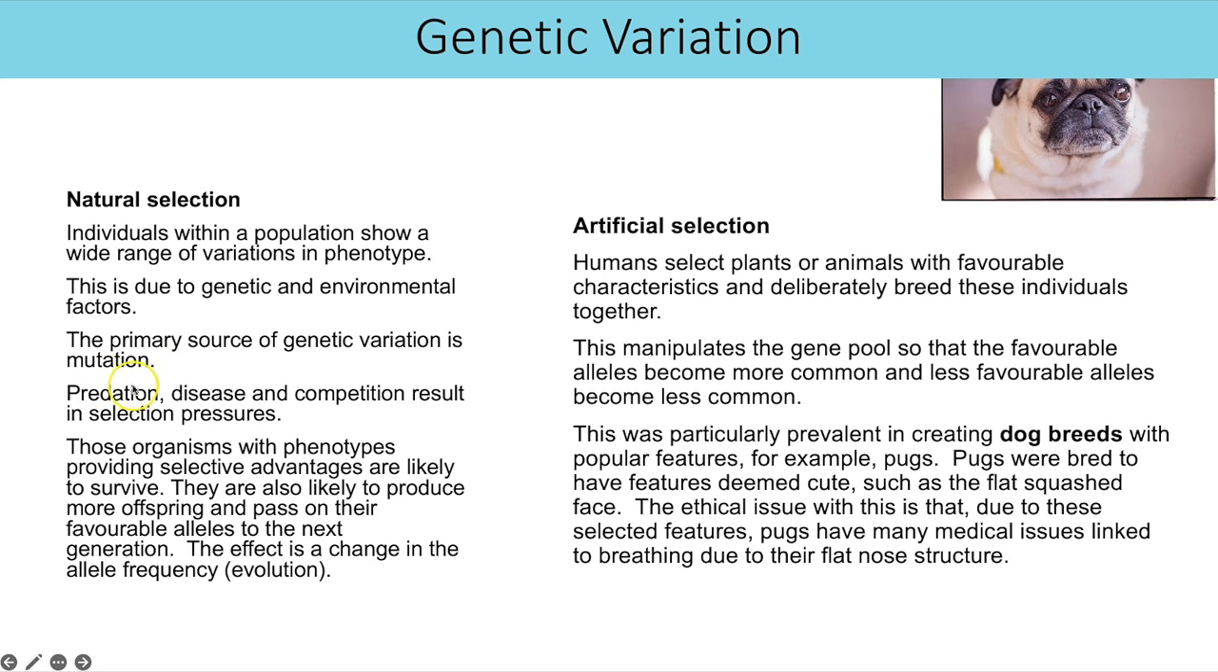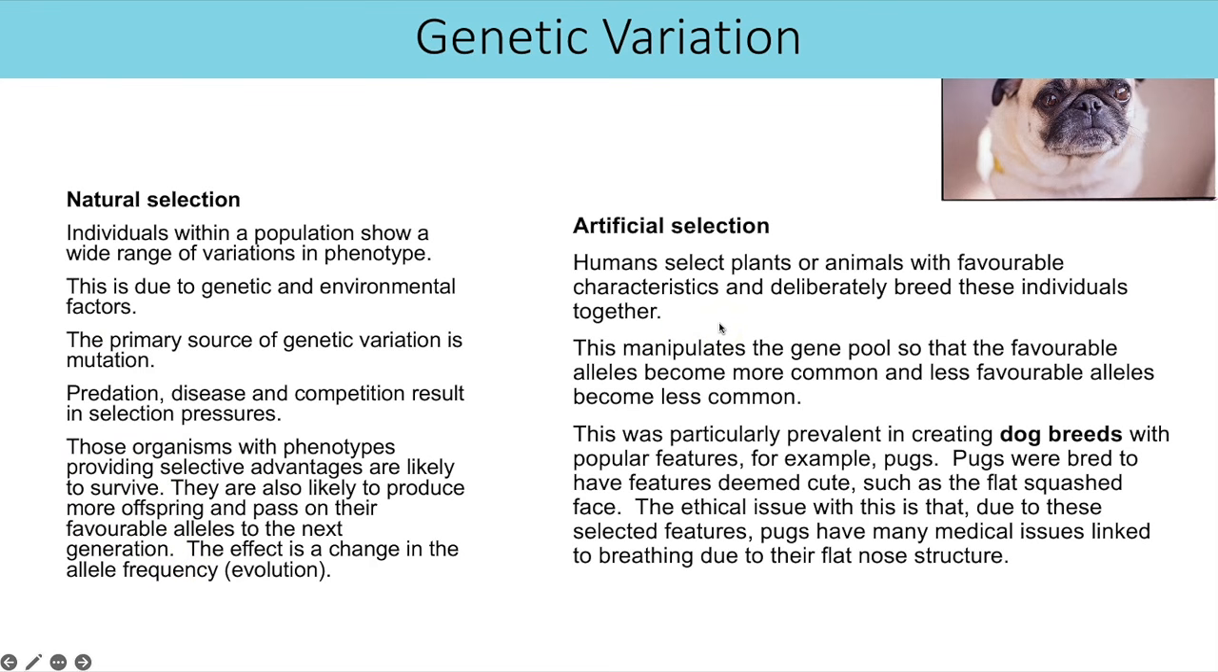And those selection pressures could be predation, disease, competition for resources. But those organisms that have phenotypes providing the selective advantage are the ones that are more likely to survive, therefore reproduce and pass on those favourable alleles to the next generation. So you get evolution occurring.